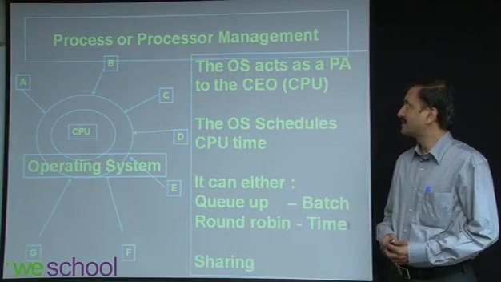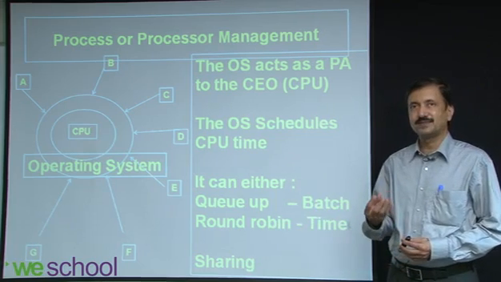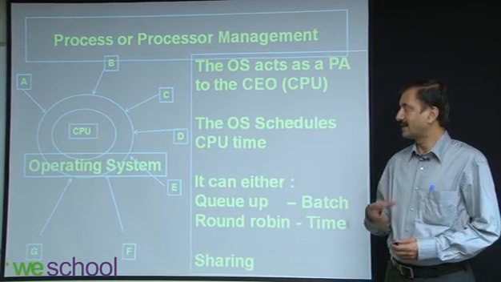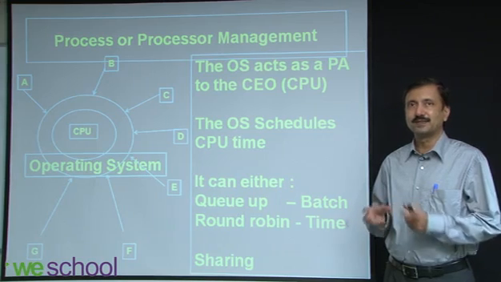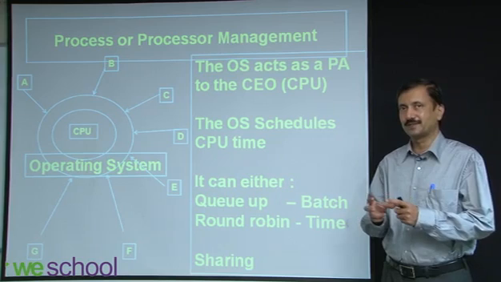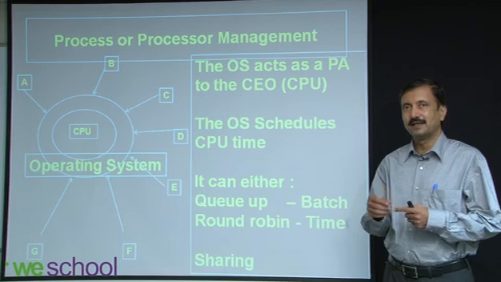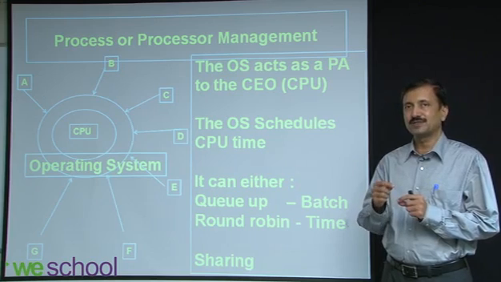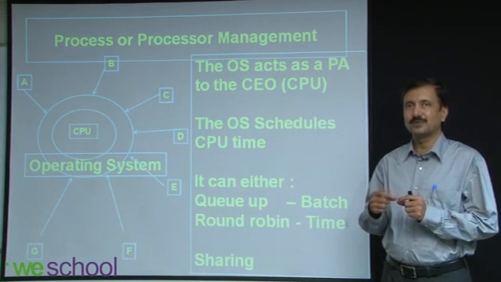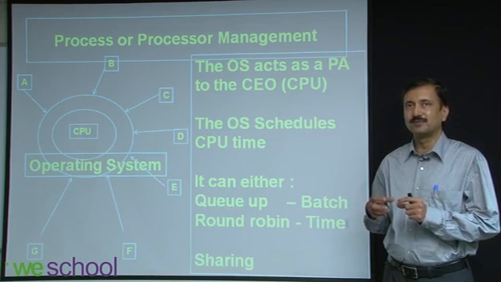Let us look at the first function of the operating system, which is the process or processor management. Look at the diagram here. You will notice that the CPU is at the center, like the boss, and around that is the operating system, not physically but conceptually. It's like having a personal assistant around the CPU, the boss. If many people want to meet the boss simultaneously, it is the PA who handles the appointments and ensures that the boss's time is neither wasted nor overloaded. And it also ensures that people are not kept waiting outside.